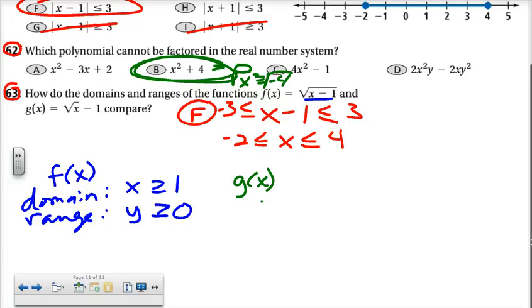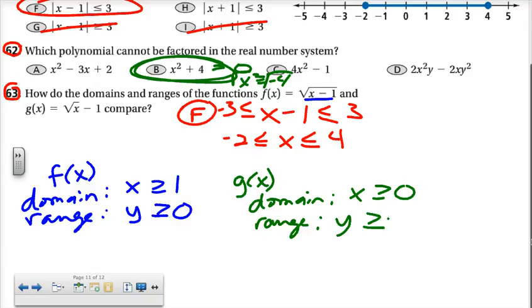G of x, you can think through it the same way. And g of x is the square root of x minus 1, but without the negative 1 underneath the radical. So I think about this and I realize, okay, I can put 0 in this one. And I can put numbers that are bigger than 0 in there because that'll give me numbers in the real number system. If I put a 0 in there, I'm going to get the square root of 0 is 0, and 0 minus 1 is negative 1. If I put a 1 in there, I'm going to get the square root of 1 is 1, and 1 minus 1 is 0. So it's negative 1, 0, and then it just keeps going up.